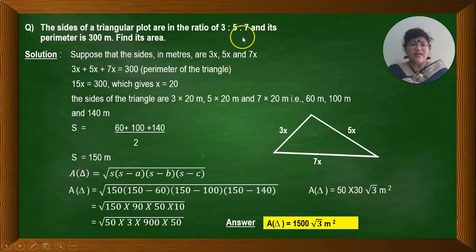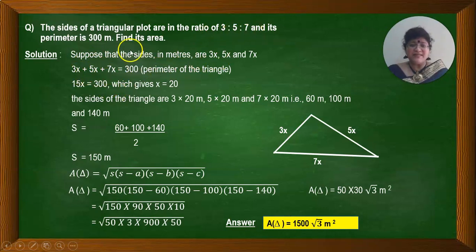The sides of a triangle are in the ratio 3:5:7, and its perimeter is 300 meter. You have to find its area. This is again pertaining to Heron's formula. The three sides of the triangle are known to you, but students, remember here the ratio is given. So when the ratio is given, you have to assume the common multiple to be x. So it is 3x, 5x and 7x.